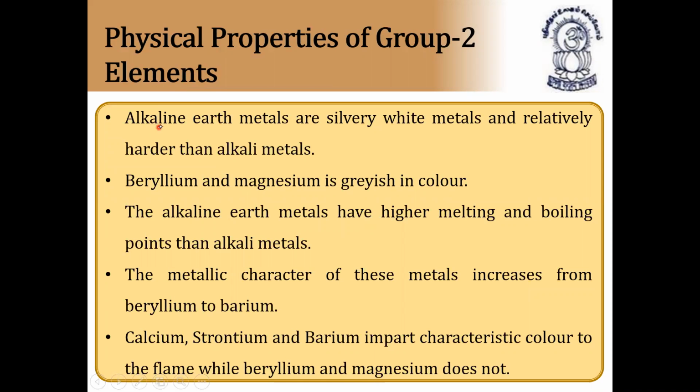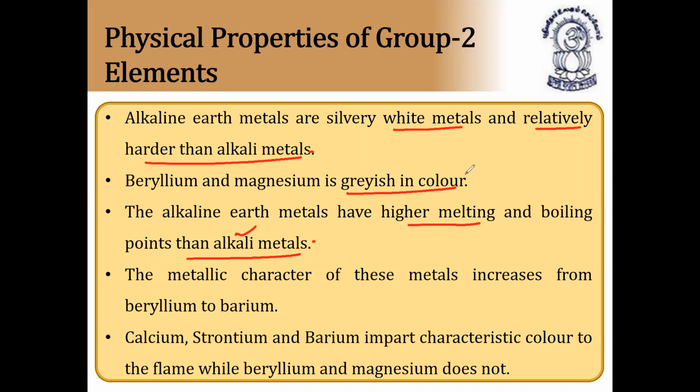Physical properties of group 2 elements. Alkaline earth metals are silvery white metals and relatively harder than alkali metals. Beryllium and magnesium are grayish in color. The alkaline earth metals have higher melting points and boiling points than alkali metals because they are much more stable than alkali metals. That's why they have high melting points and boiling points than alkali metals.